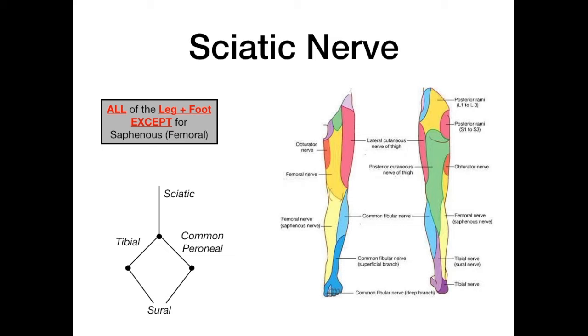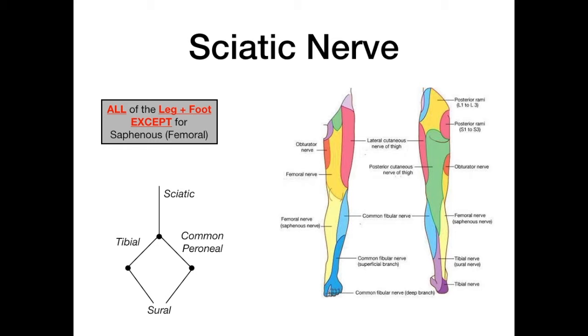So look at this picture on the right side of the slide. You can see that the common peroneal, sometimes referred to as common fibular as it's shown on the slide, and the tibial is innervating all of the sensory distribution of the leg and the foot. And the only exception is where the saphenous branch of the femoral nerve gets the medial part of the leg. So if you can memorize that, the sciatic nerve covers everything sensory except for the saphenous branch of the femoral on the medial leg, you'll have a lot of success on test day when you have to answer questions about the sensory distribution of either the sciatic nerve, the tibial nerve, the common peroneal nerve, or the saphenous branch of the femoral nerve.